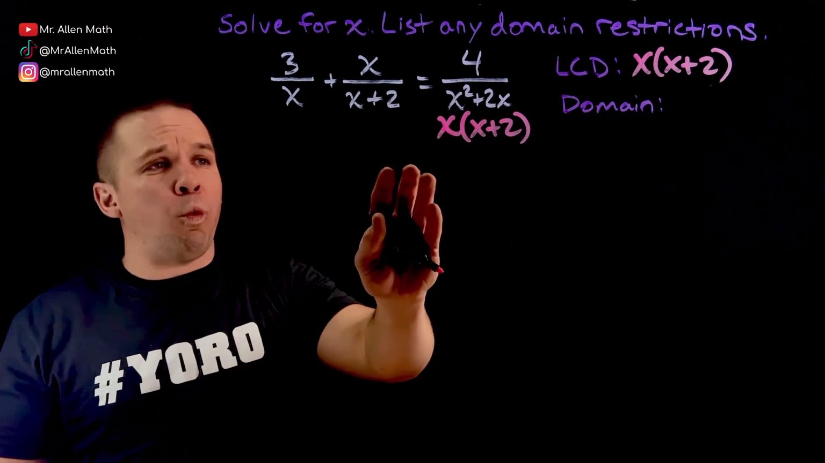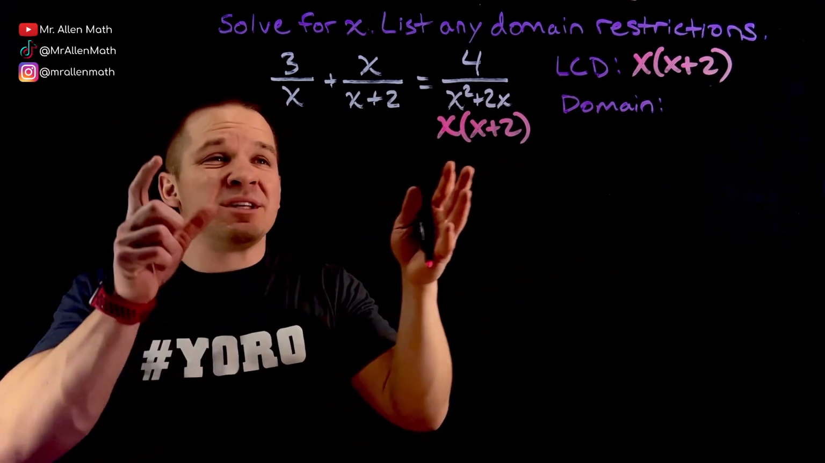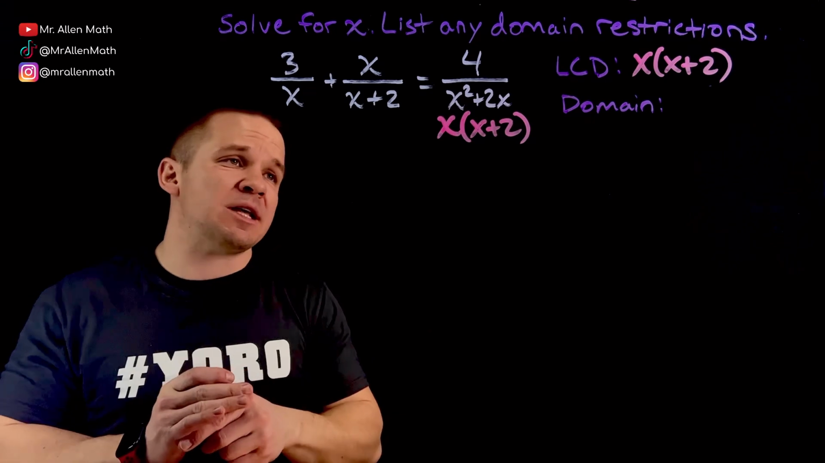Now, it's not always that one of the fractions has the least common denominator. Sometimes you have to piece things together. In this case, it is there. All right, so that's pretty dope.